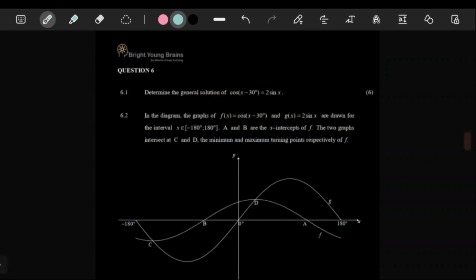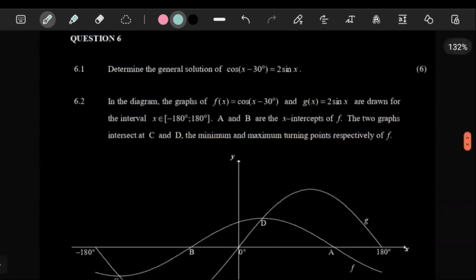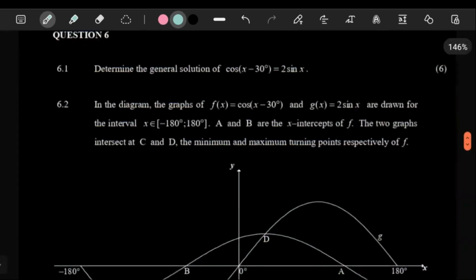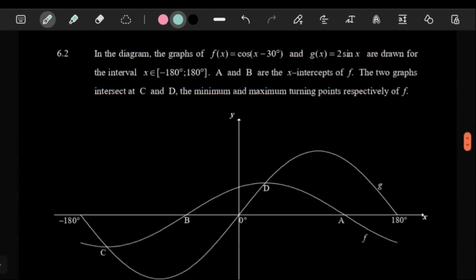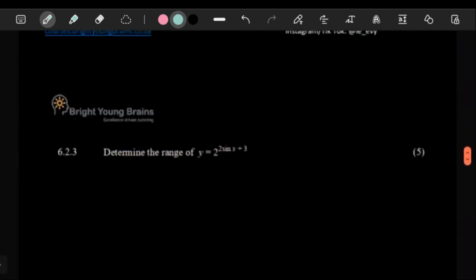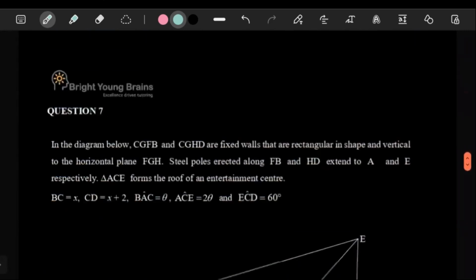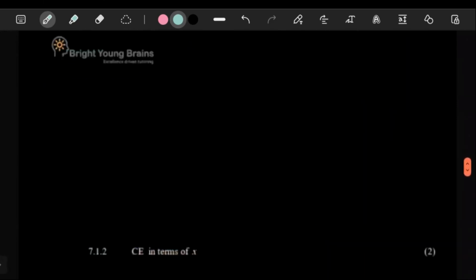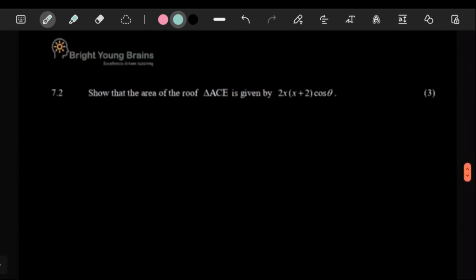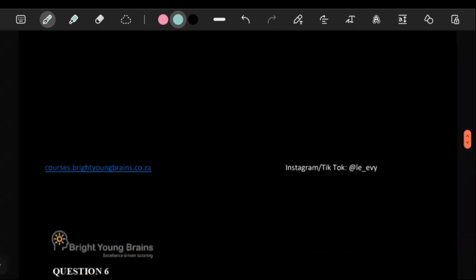Question number 6 says determine the general solution of cos(x minus 30) is equal to sine 2x. Yeah, these questions just look so familiar. They just took different papers and threw them together, basically. But it's fine. So, question number 6 here.